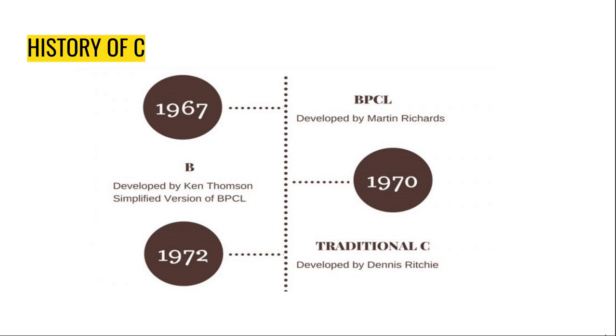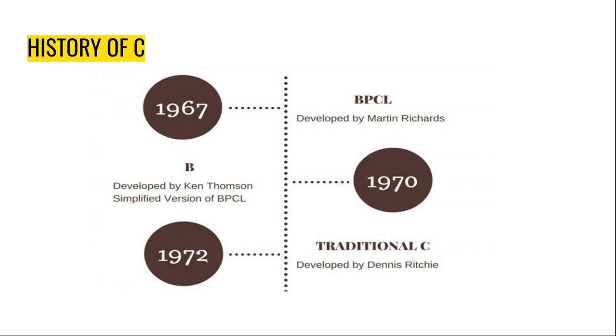The name C evolved from earlier languages such as Basic Combined Programming Language BCPL and B. BCPL was developed by Martin Richards for writing system software like operating system and compilers in 1967. Again in 1970, Ken Thompson developed a strict version of BCPL and named it B. Both BCPL and B did not have any data type, they were typeless. In 1972, Dennis Ritchie developed the programming language by retaining the important features of BCPL and B and adding data types and other powerful features.